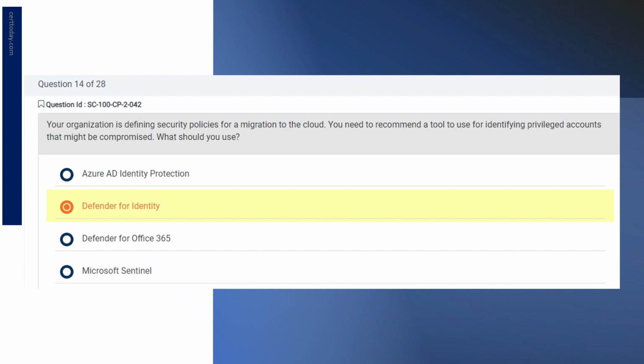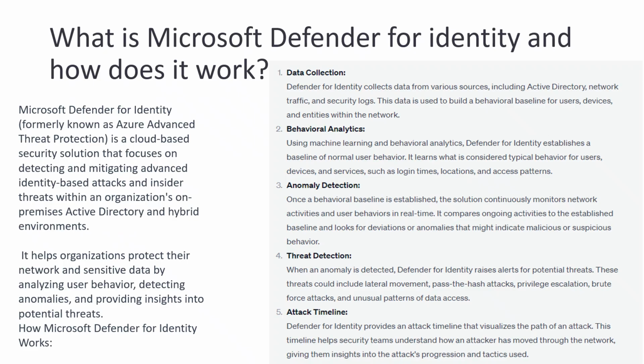The correct answer is Defender for Identity. So what is Microsoft Defender for Identity and how does it work?